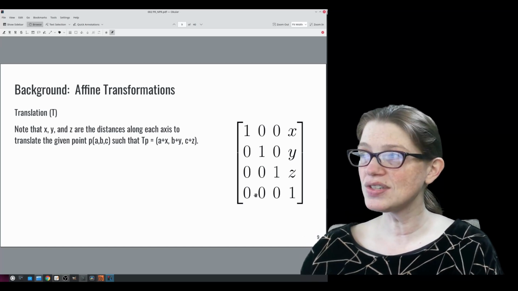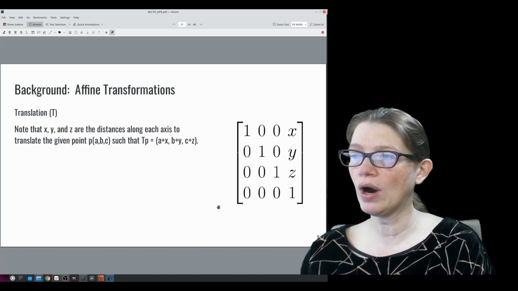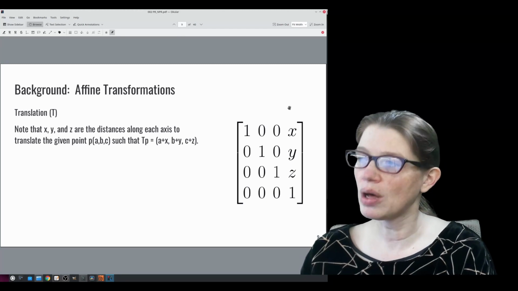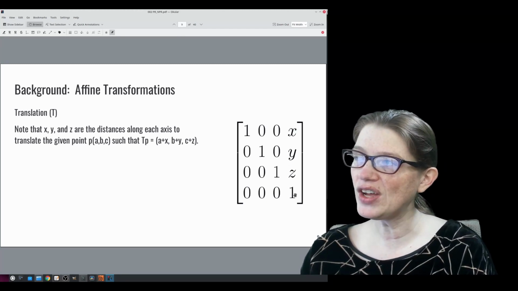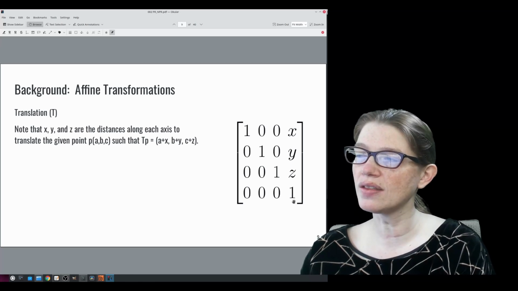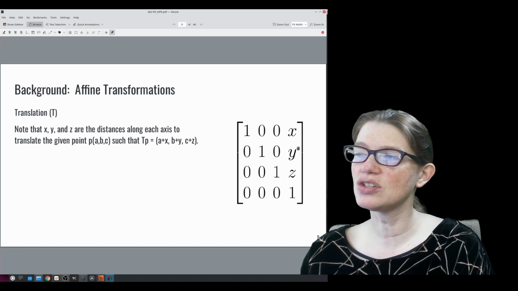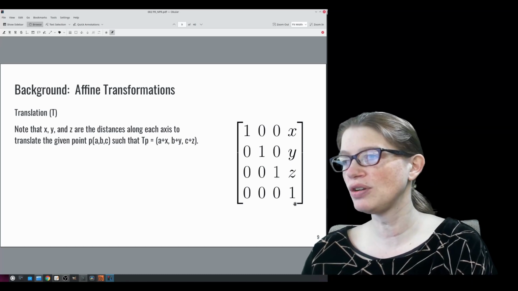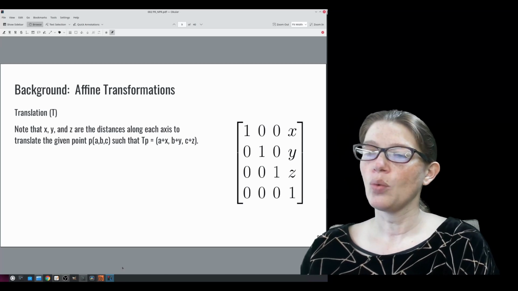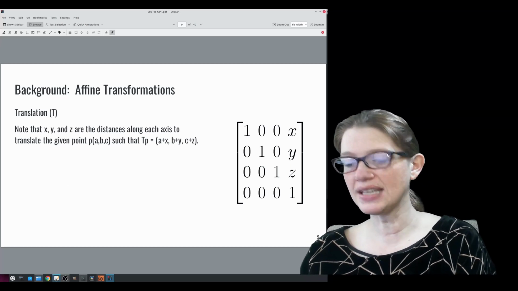Now, because we are using a homogeneous coordinate system, our matrix is a 4x4. And the translation component is in the final column. So the translation matrix has ones along the diagonal, and then in the final column we have the X translation, the Y translation, and the Z translation. So if we were to multiply a point by this, we would get the effect of moving that point in space. Let's actually do that now.